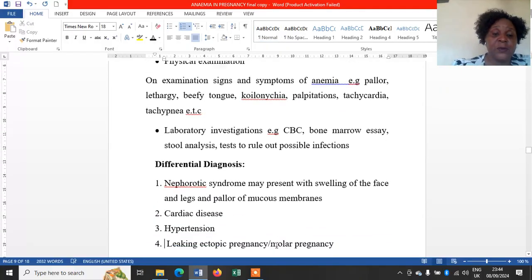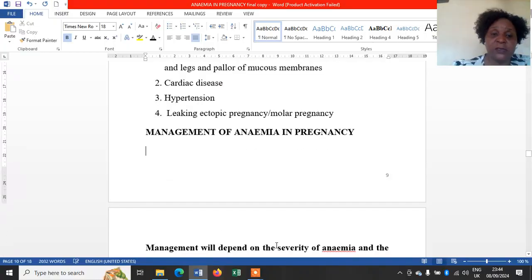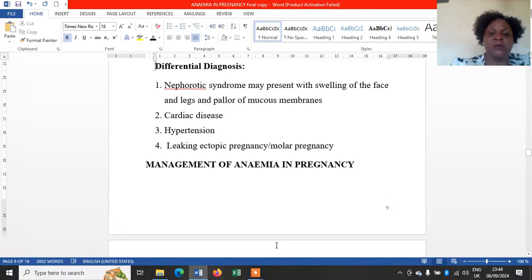So we may have a differential diagnosis. We may think that this mother is anemic, yet this mother is having nephrotic syndrome, a cardiac disease, is hypertensive, or even having a leaking ectopic or molar pregnancy. So if the mother is anemic, we wouldn't completely rule out these conditions. We should go ahead and assess whether these conditions are also prevailing, which will help us have better management.